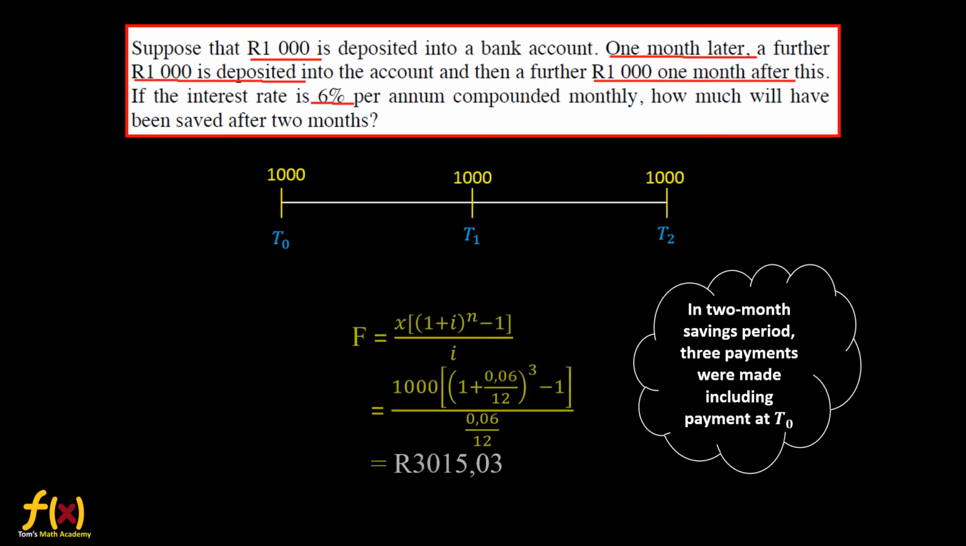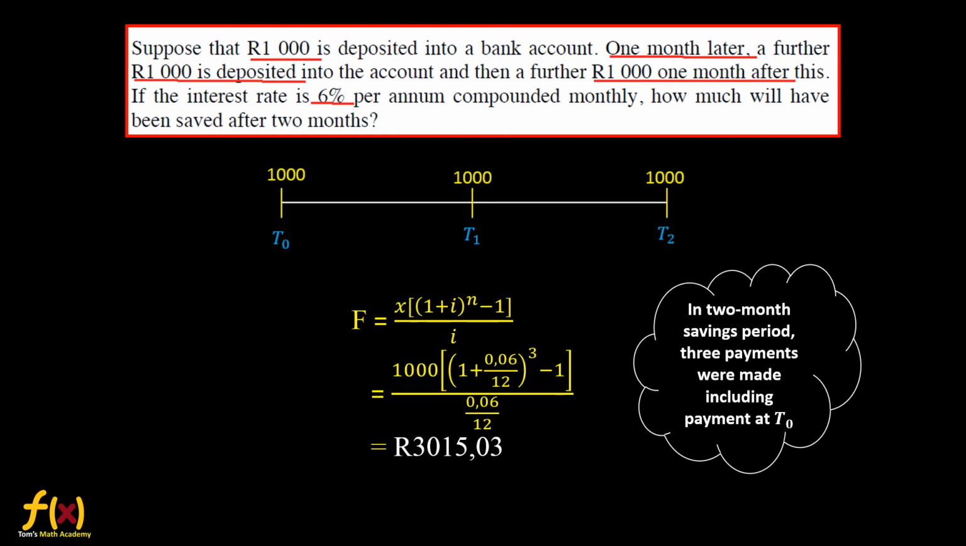So we use the formula and substitute the values very carefully. Here X is 1,000, n is 3, not 2. And the i is 0,06 over 12, minus 1, divided by i. Now we use the calculator.